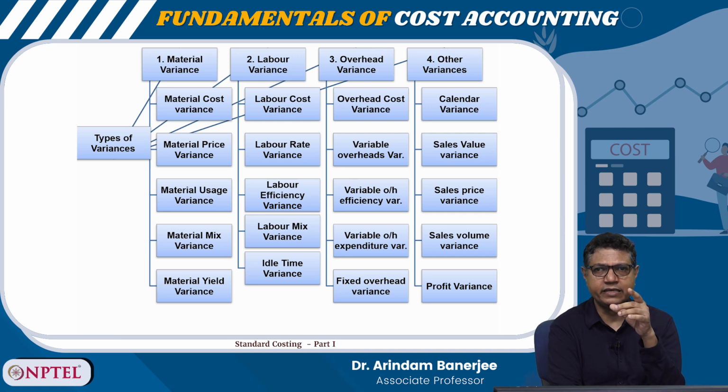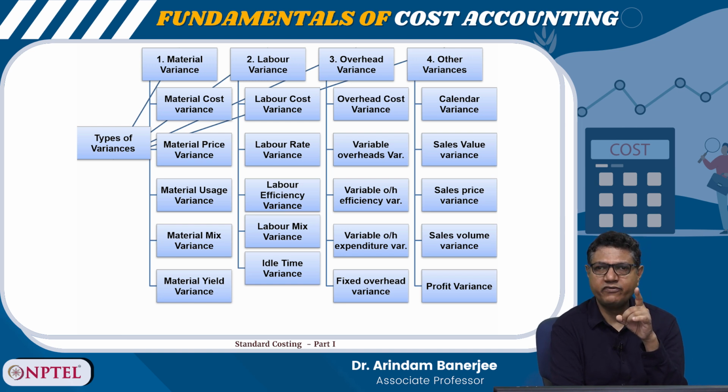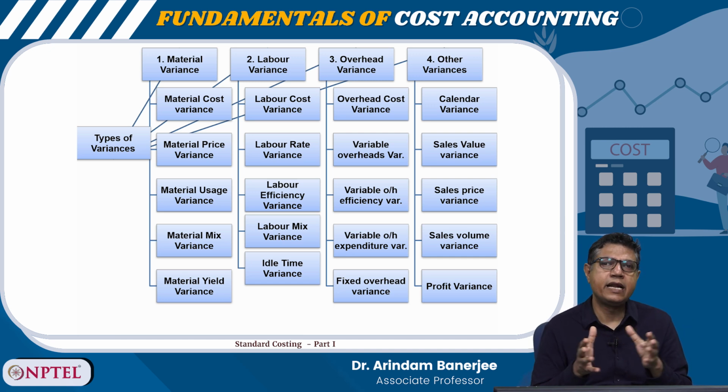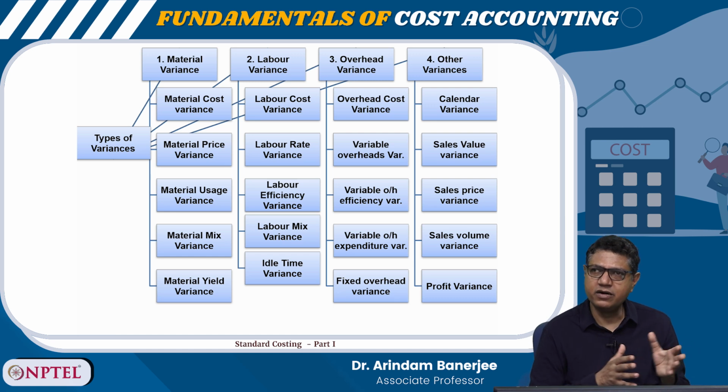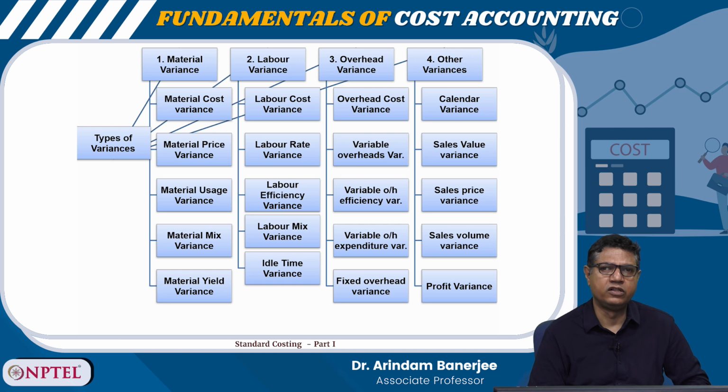So, types of variance. We will discuss primarily these variances briefly. We start with the first one, the material variance. There is material cost variance, material price variance, material usage variance, material mix variance and material yield variance, right. Material cost variance is the difference between the standard cost and the actual cost. That can happen because of difference in price or difference in usage. This usage can vary because of difference in mix or difference in yield, right. We will discuss all this in detail.